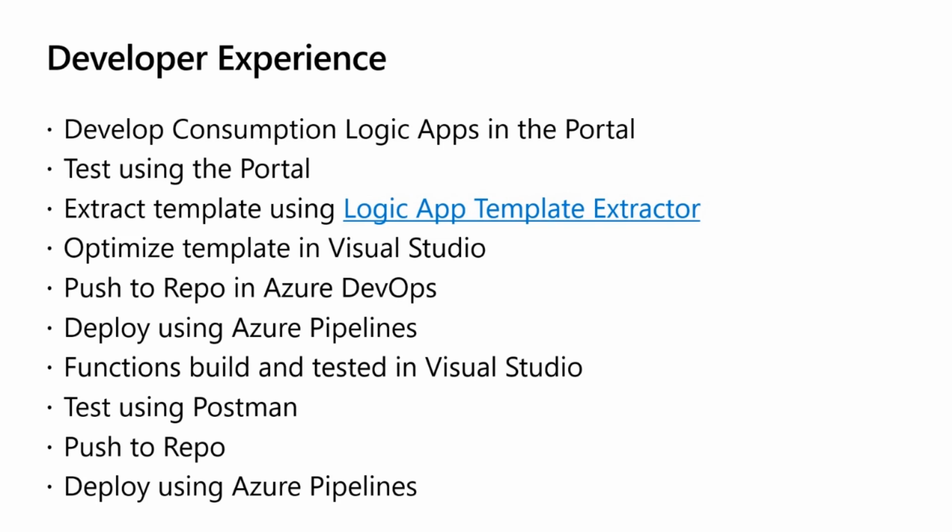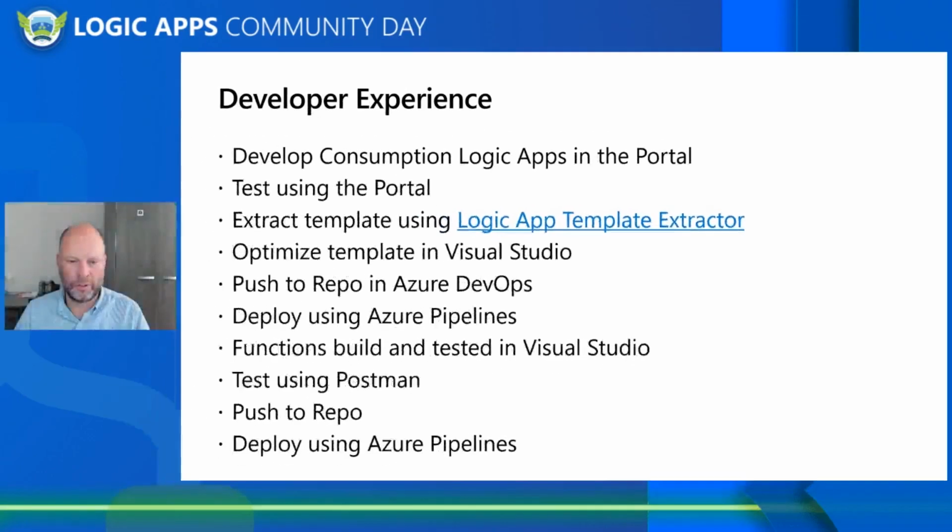And the ARM template itself, you can push to the repo, and then you can push that towards other environments. Similarly, functions you can build and test in Visual Studio locally. You test it potentially by using Postman. You push that to the repo as well and deploy those through Azure pipelines as well. And within that, you can also apply a certain branch strategy and extras going forward.